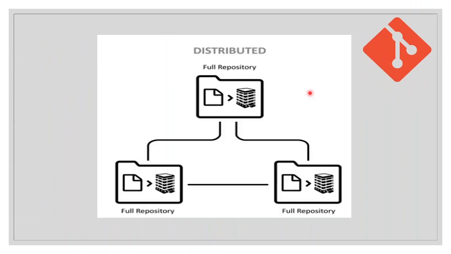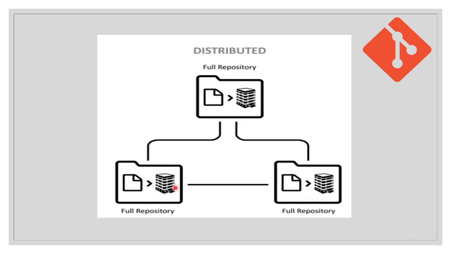Whereas in the distributed version control system, all the history and the entire repo will be available on the local machine too, where you can perform any kind of operations, like a commit operation, even if the central server is not available. We can still perform the operations on our local machine. The reason behind it is that we are maintaining a local repository on our local machine.